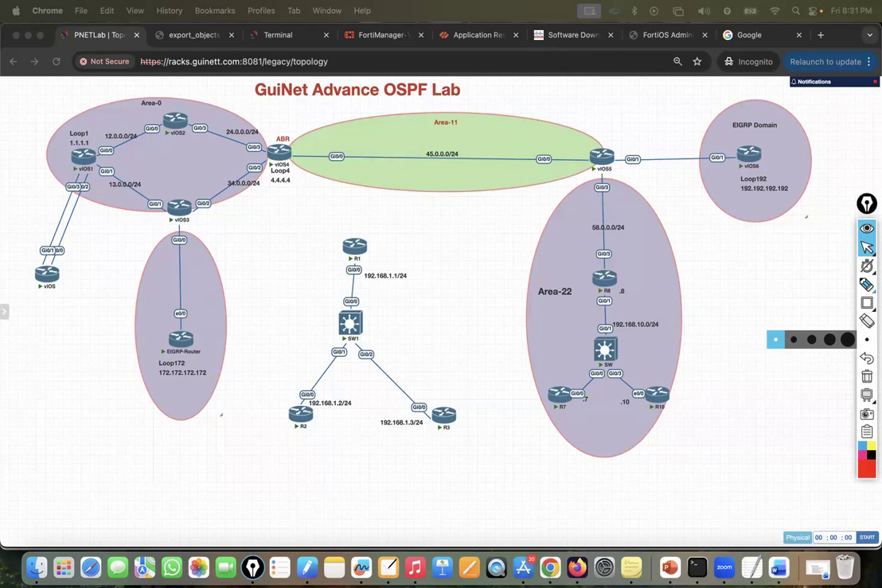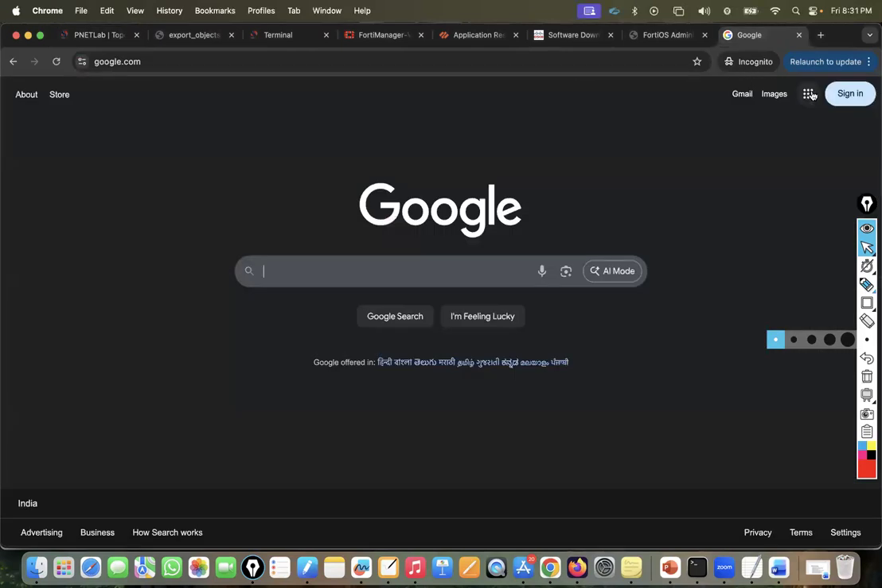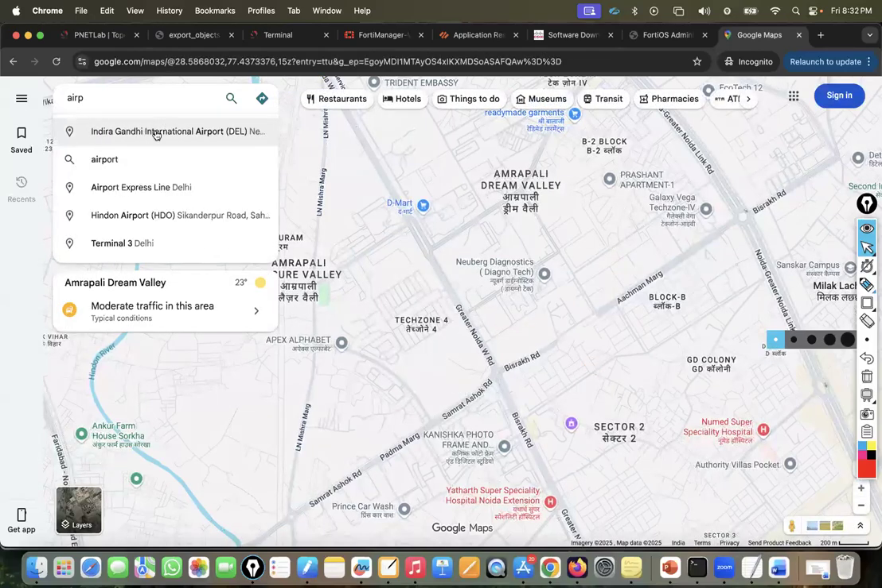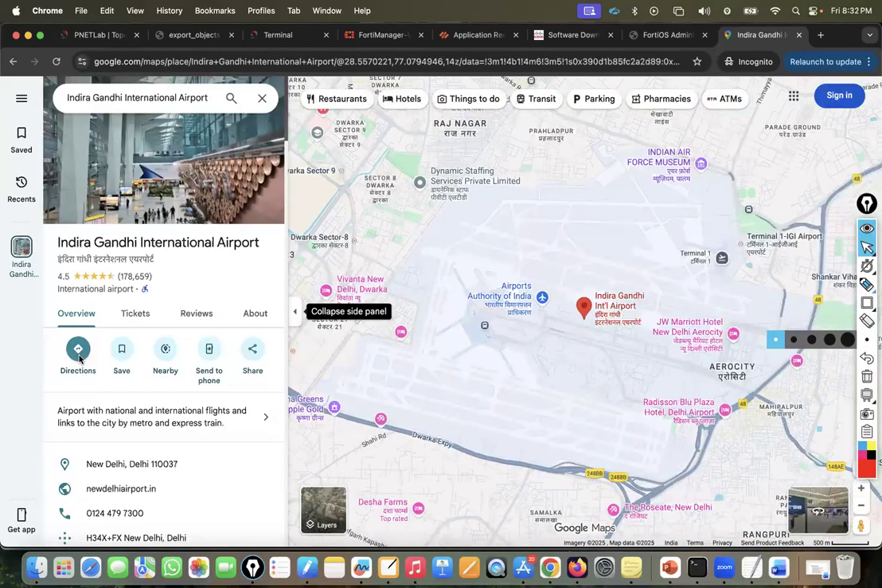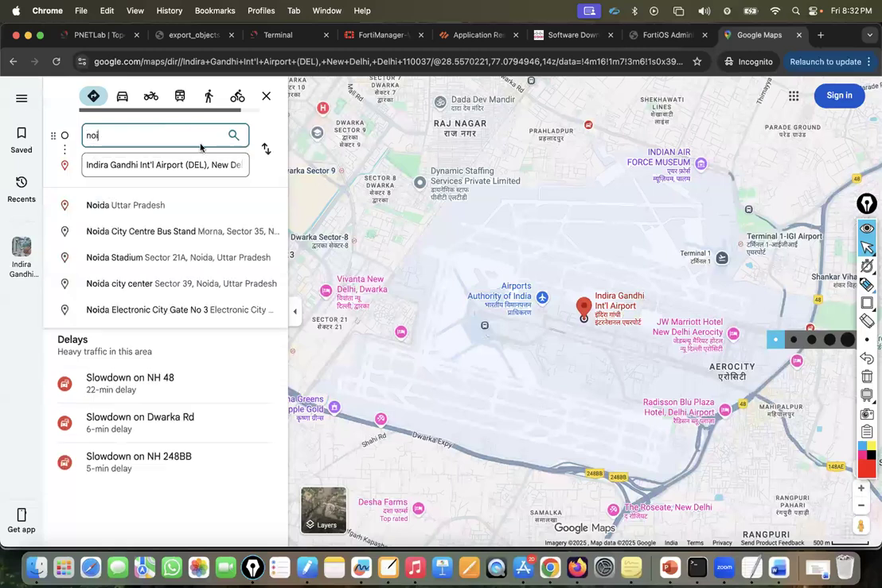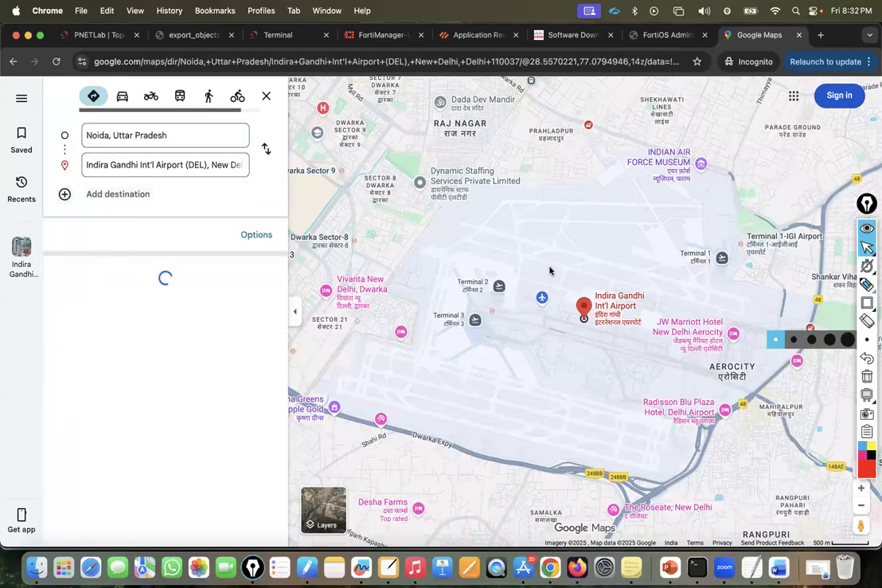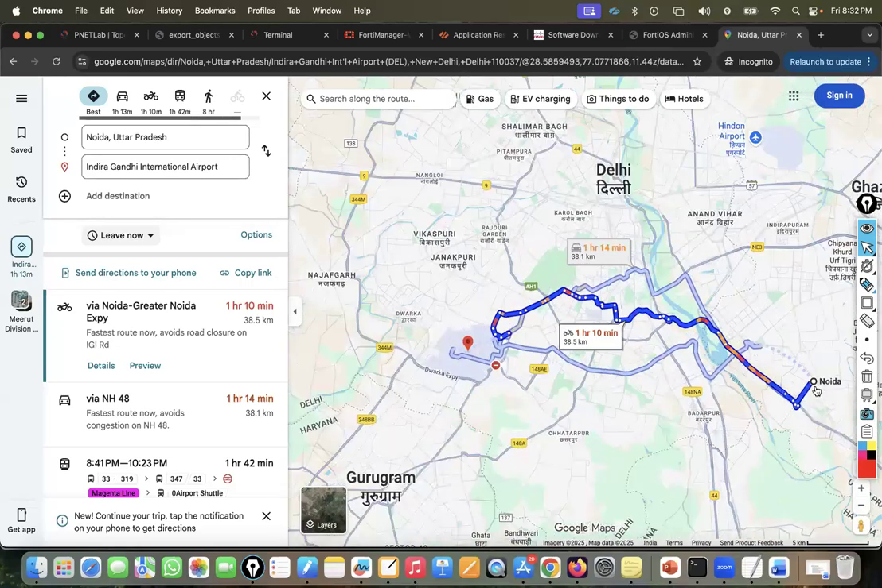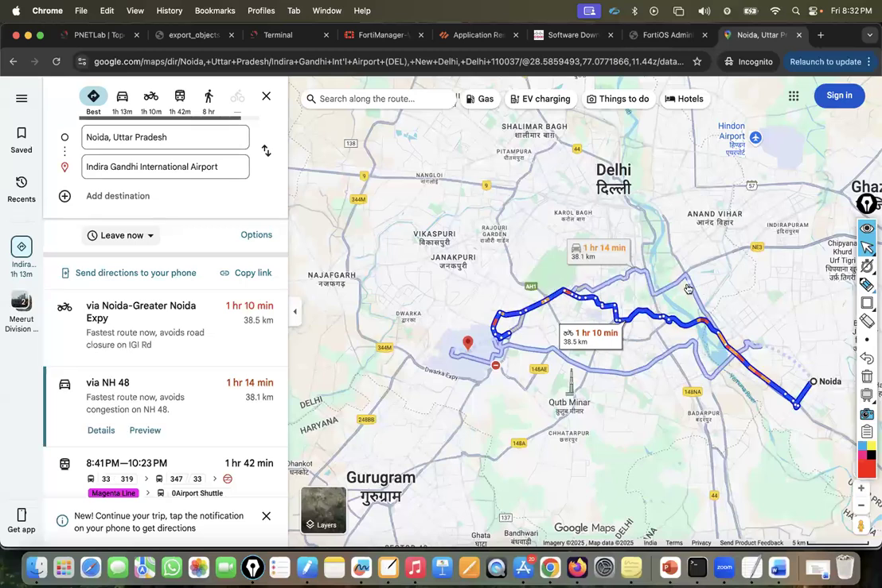Think about it this way. Let me open Google Maps. If I go to the airport and look at the directions, you will see various paths. By sitting in this location, I have complete visibility of how I can reach from this location to that one, because this path is one, this path is second. It will automatically calculate which path is better, which is best, and which is slower.